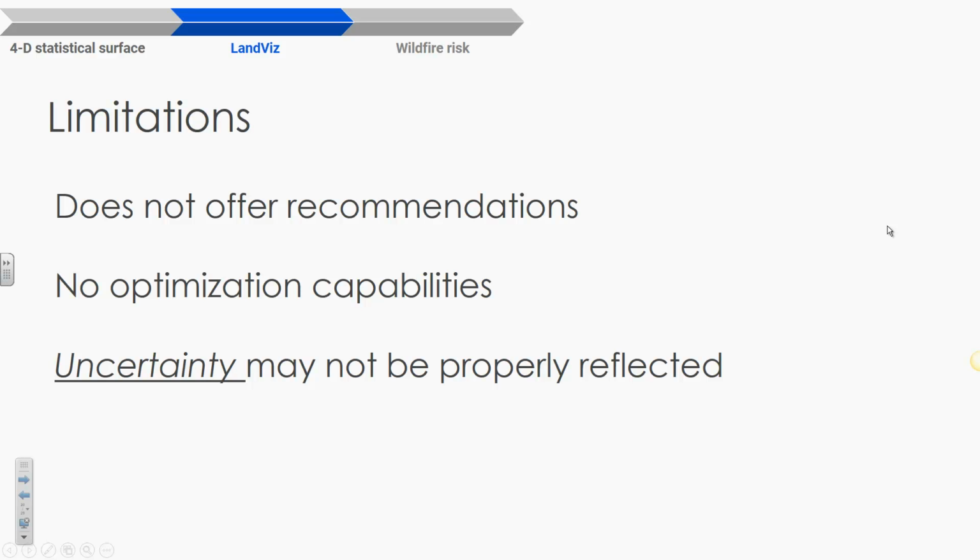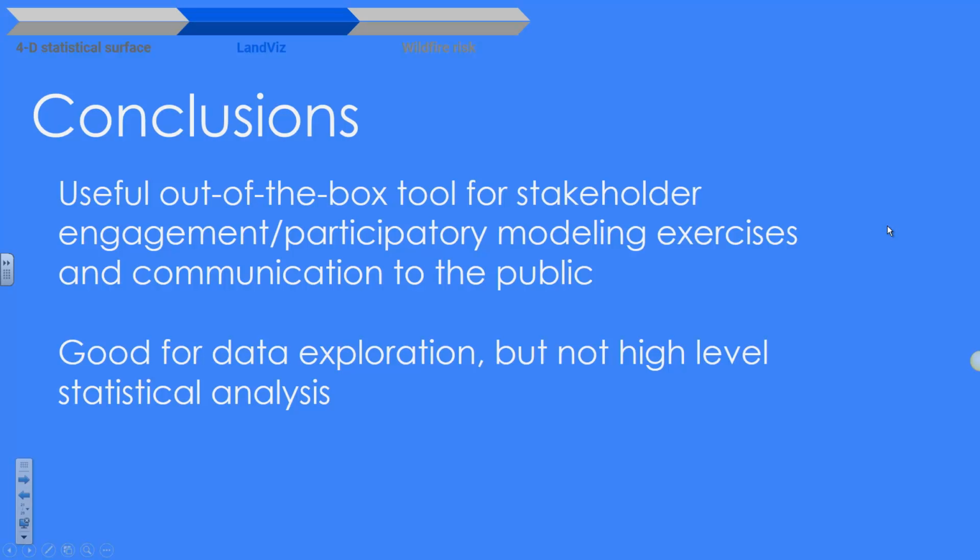Uncertainty is something that's really important to reflect when you're communicating with stakeholders. How you visualize your data and how you reflect that uncertainty really has implications for how people interpret and make decisions based on those visualizations.